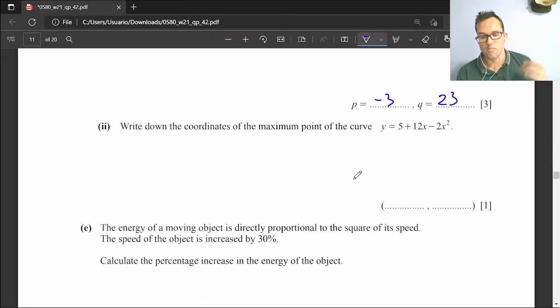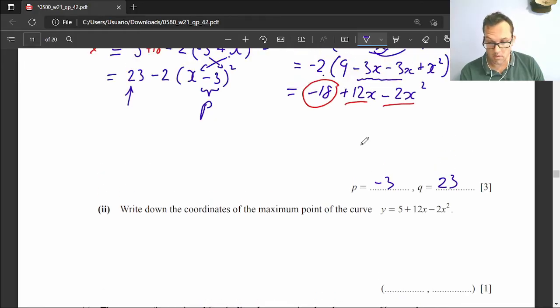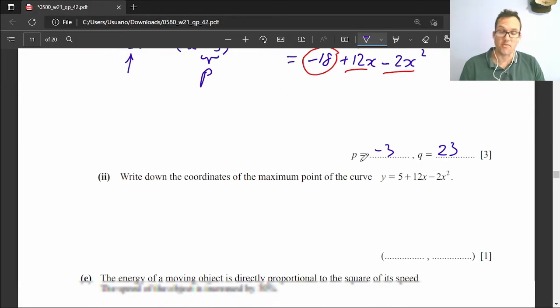Question 6D, part 2. They want us now to write the coordinates of the maximum point on the curve. Okay, the curve, right. For that, we use our previous answer, right? This is one of the benefits of completing the square.